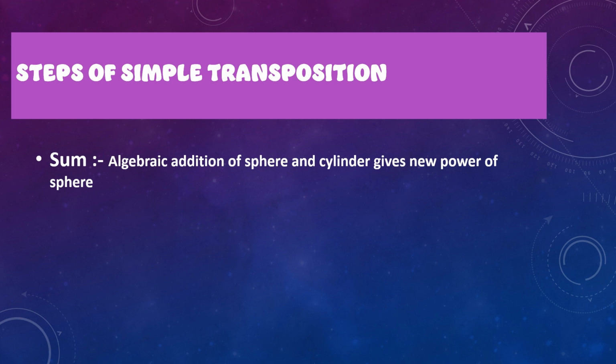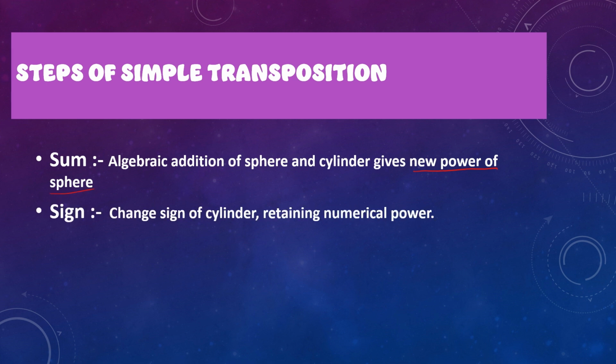In simple transposition, the first thing you do is carry out an algebraic addition of the sphere and the cylinder, and that algebraic sum will give you the power of the new sphere. The next step is to change the sign of the cylinder, retaining the numerical power of the cylinder. And the third step is to rotate the axis of the cylinder through 90 degrees.